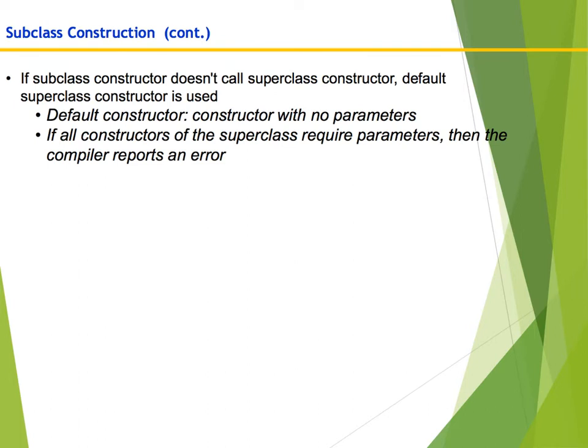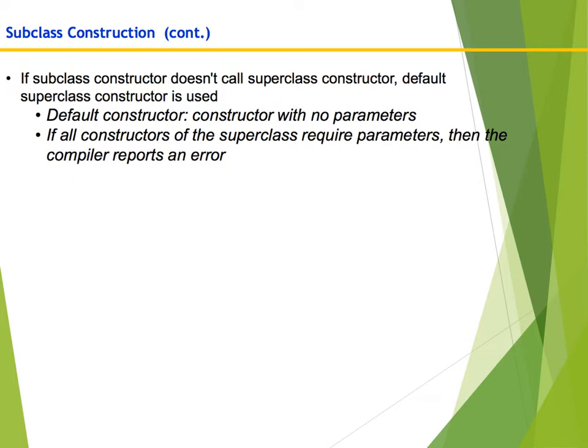Now, here is the question. What happens if the subclass constructor doesn't call the superclass constructor in the first line of its constructor method? In this case, the default superclass constructor is invoked automatically by the compiler. So what is the default constructor? The constructor with no explicit parameters is called the default constructor.